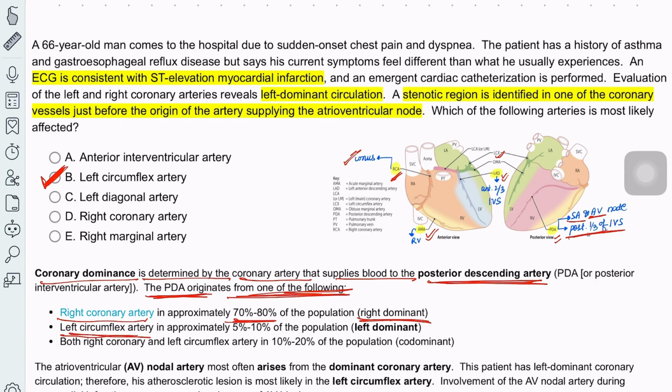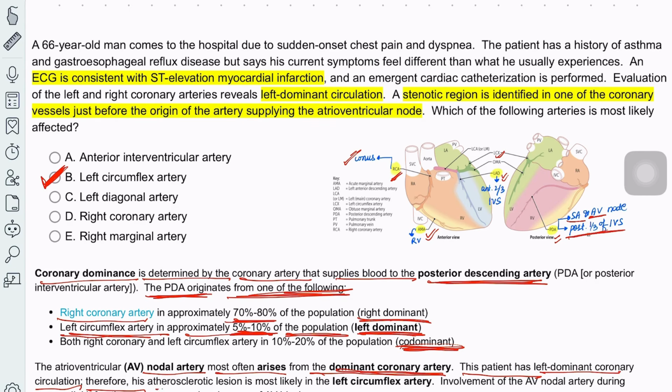Left circumflex artery in approximately 5 to 10% of the population, that is left dominant circulation. And if both the arteries are responsible, then there will be co-dominant circulation. The AV nodal artery most often arises from the dominant coronary artery. This patient has left dominant coronary circulation.